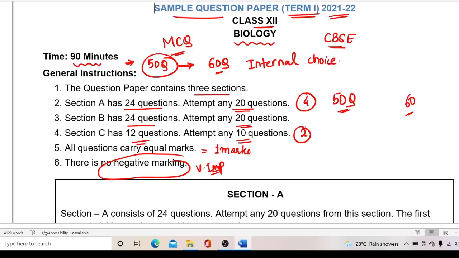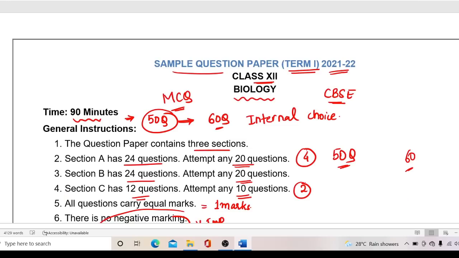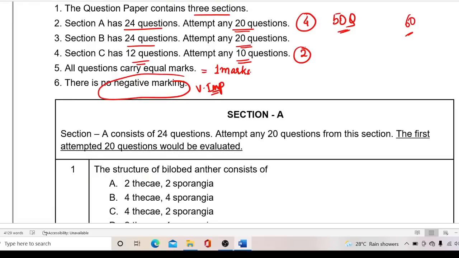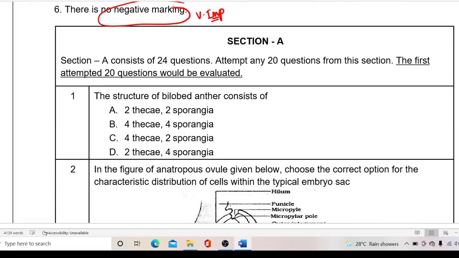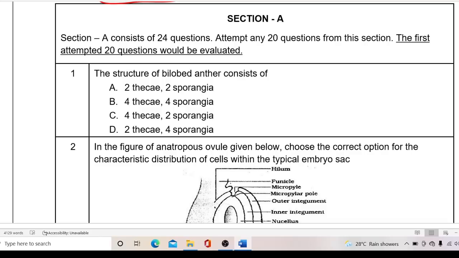Okay, so let's see the questions. किस तरीके के questions पूछे जाएंगे आपको. Start with section A. Okay. So A consists of 24 questions as we have discussed earlier. So the first attempted 20 questions would be evaluated. See, 60 questions पूरे करने के साथ अगर आप जो 50 आपको chances दिया है 50 fill करने के लिए, so जो 24 questions in section A हैं, you have to attempt 20 questions and the first 20 attempted. So be confident while selecting the answer.